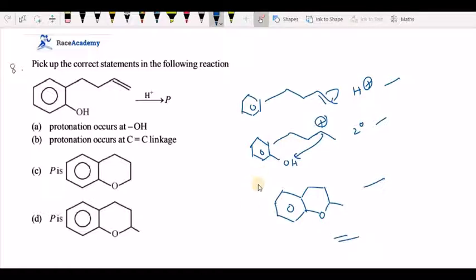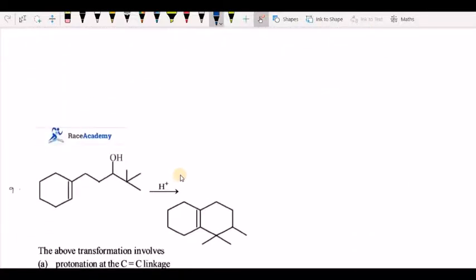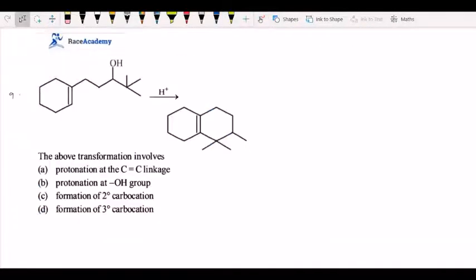So we can expect that protonation occurs at carbon-carbon linkage B, and the structure obtained will be D type of structure, as we have 1, 2, 3, 4 carbons here, and this bond will be inverted. That's why this bond came like this. Okay, B and D is the right option for this question. Let us move on to the next one.